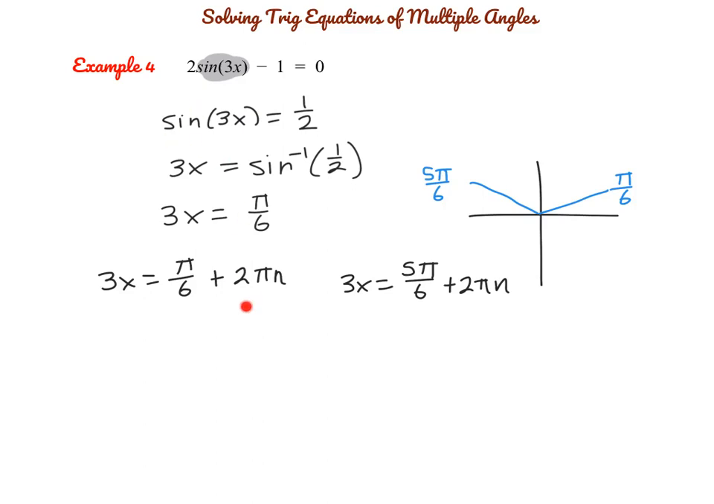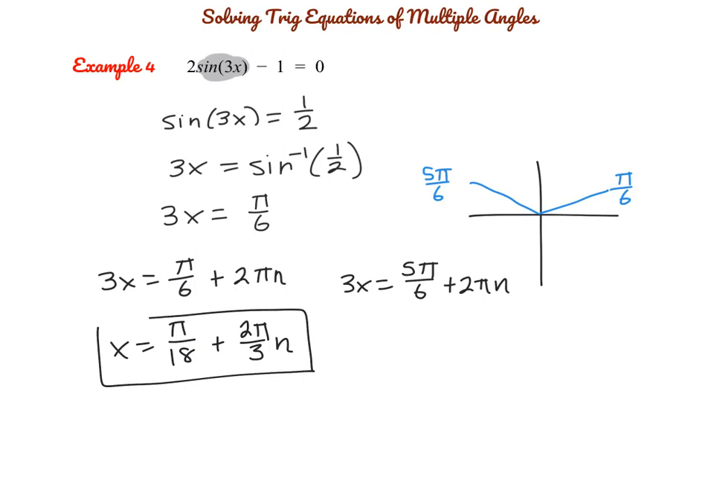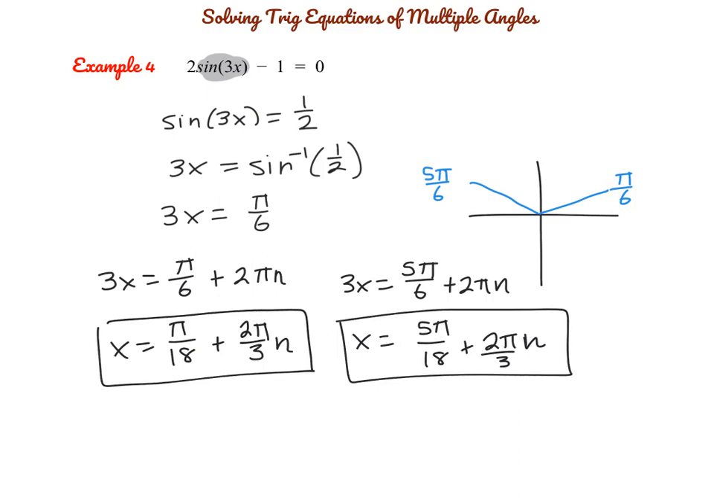So up to here, it's exactly how we've been solving it, but now we just have one last step. We're actually going to divide our entire answer, even this part, by 3. So here we get x equals pi over 18 plus 2 pi over 3n. And here we get x equals 5 pi over 18 plus 2 pi over 3n. So again, if you ever see a multiple angle, one way you can do these is actually just solving for 3x and then dividing your final answer by 3.